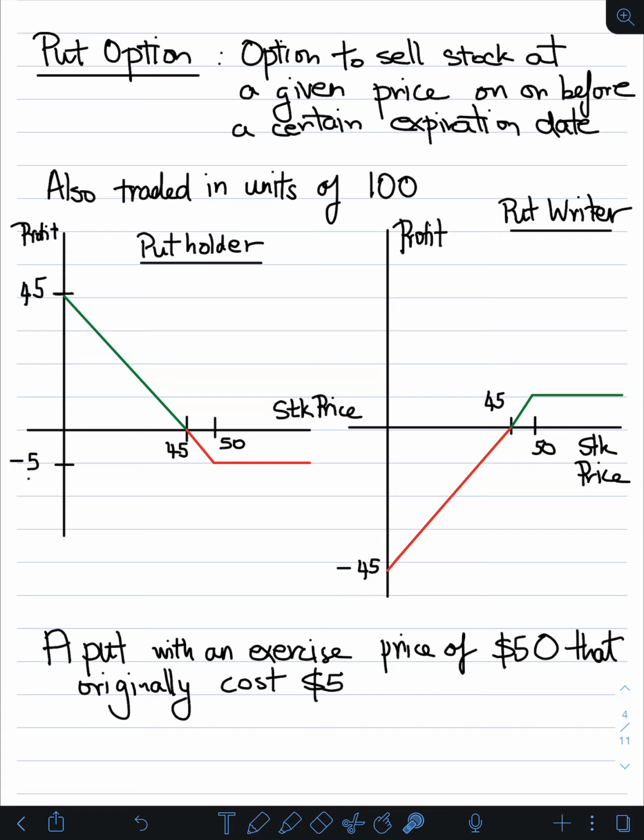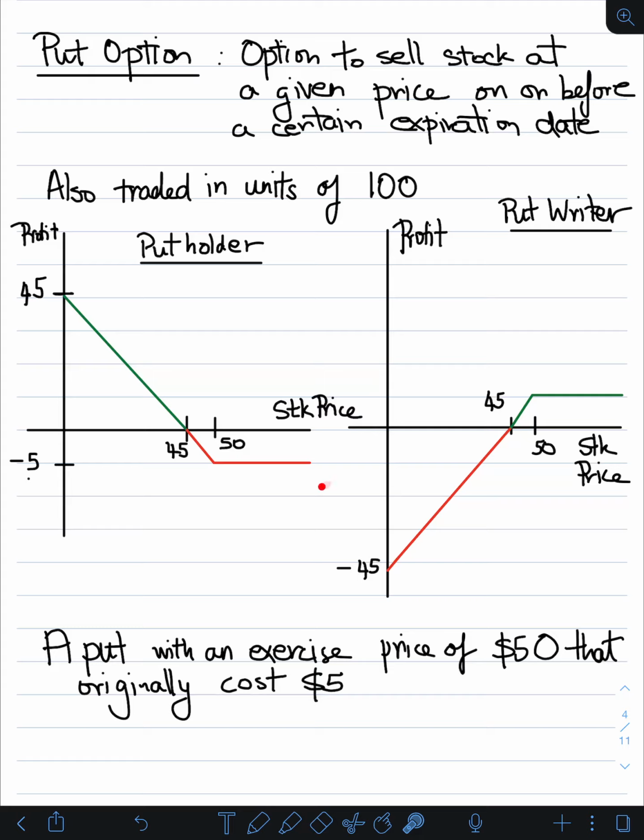At a price between 45 and 50, they will make a profit of less than $5 by exercising that option, but they've already paid $5 to the put writer for that right to be able to sell it at 50. So they've made a profit of less than $5, but they've already paid a $5 amount to the put writer. Overall, they've actually made a loss.